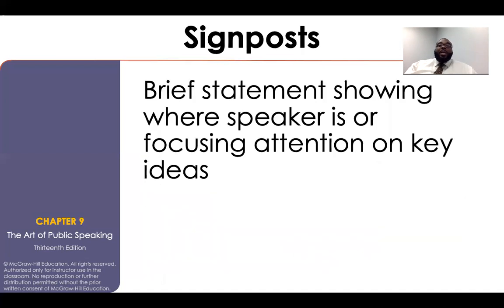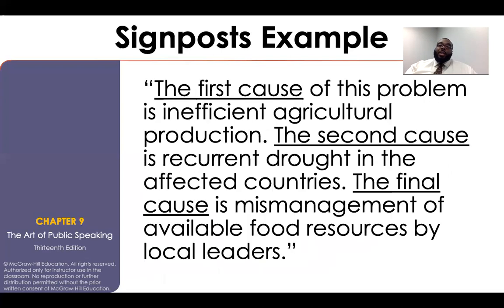Our last point is that signposts are brief statements showing where speakers are and focusing attention on key ideas. For example, the first cause of the problem is inefficient agricultural production. The second cause is recurrent drought in the affected countries. And the final cause is mismanagement of available food resources by local leaders. It's obvious in this example that these are going to be our main points, and we can re-reference those main points at any time during our presentation.